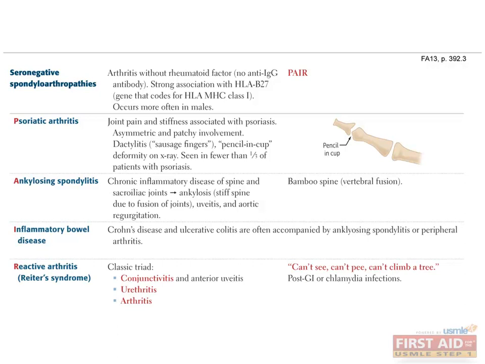The final type of arthritis here is reactive arthritis, which used to be called Reiter's syndrome. It's known for a very classic triad of conjunctivitis, urethritis, and arthritis, which can be remembered with the memory aid can't pee, can't see, can't climb a tree. It's a great way to remember all the fully testable concepts. To consider the diagnosis, the question stem should really offer you a recent history of either a GI or a chlamydia infection, as these infections are what precipitate eventual reactive arthritis.